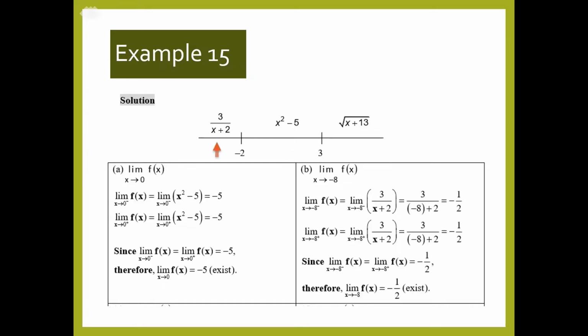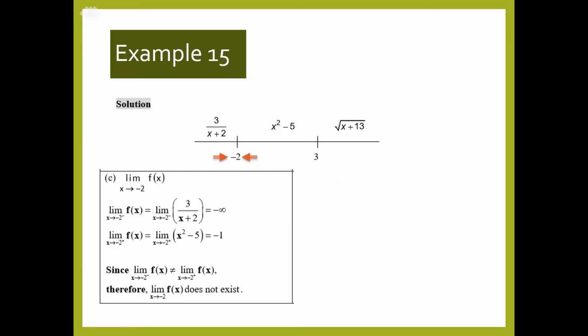For b, as x equal to -8 is less than -2, the function to be used here is 3 over x plus 2. As the limit from the left is equal to the limit from the right, which is equal to -1 over 2, we can conclude that the limit of the given function as x approach to -8 is equal to -1 over 2.